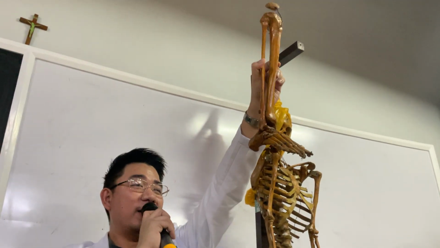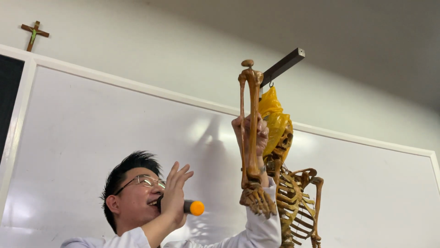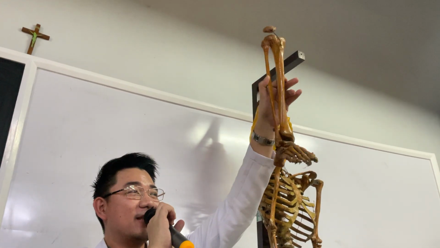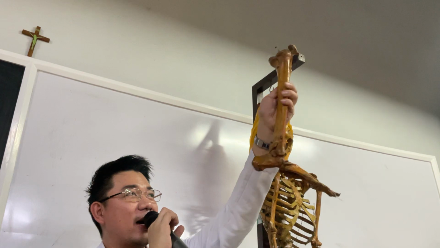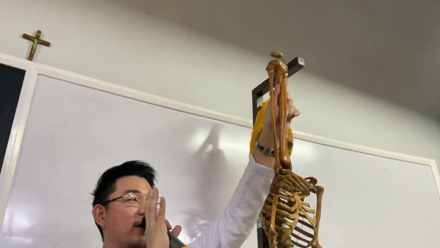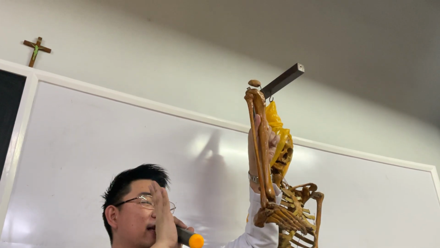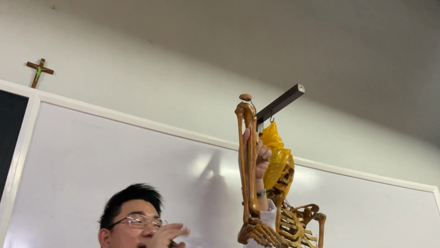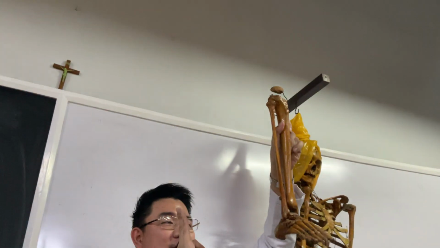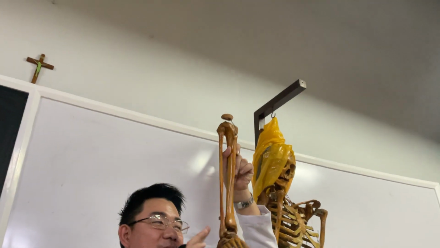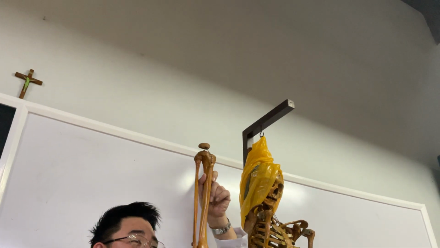This is the anterior view, and this is the posterior view. How will you know if this is the medial or lateral? This part here is the lateral portion, and this part here is the medial portion. The fibula is always located on the lateral side.